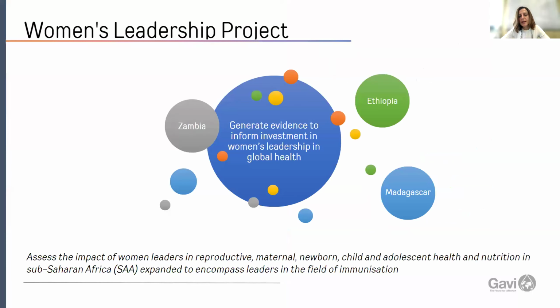So one of the important steps to contribute to this objective is the investment in the Women's Leadership Project, focused on assessing the impact of women leaders in reproductive, maternal, newborn, child, and adolescents' health and nutrition in sub-Saharan Africa, specifically in Ethiopia, Zambia, and Madagascar, that will be expanded to encompass leaders in the field of immunization. Through qualitative and quantitative methods and case studies, we will be able to deeply explore the role and impact of women leaders in immunization, which is an important contribution to achieve the goals based on the vision of leaving no one behind with immunization and grounded in the 3 key pillars.